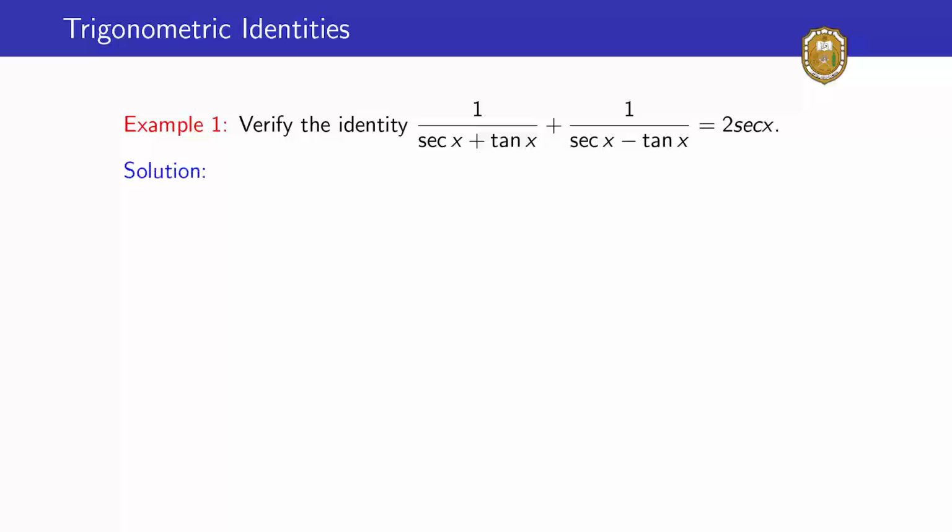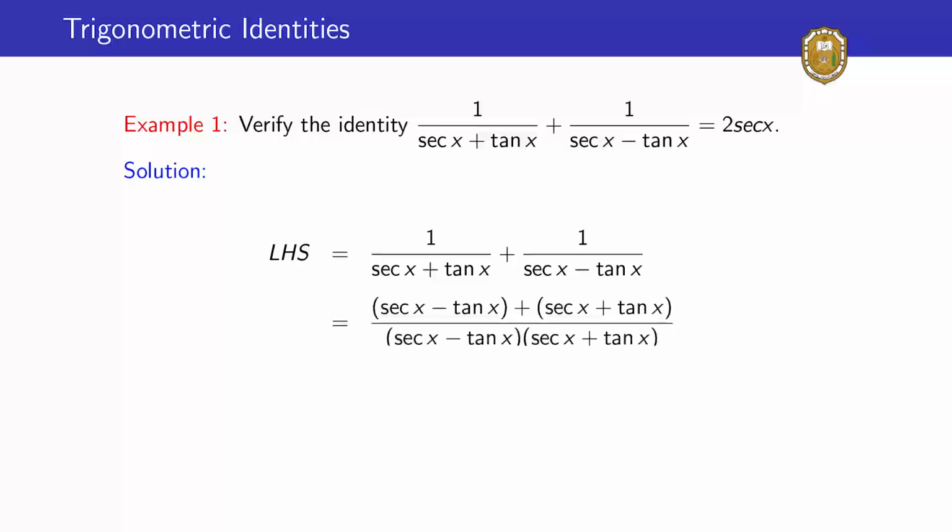So the left hand side is equal to 1 over sec x plus tan x plus 1 over sec x minus tan x. This can be written as follows. We put everything over the same denominator, which is sec x minus tan x times sec x plus tan x. So write this sum as, the numerator will be sec x minus tan x plus sec x plus tan x. Then the denominator will be sec x minus tan x times sec x plus tan x.